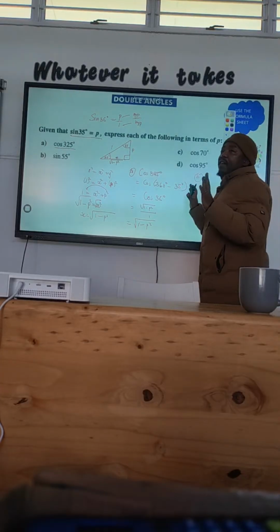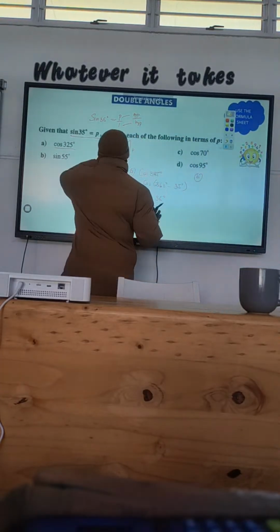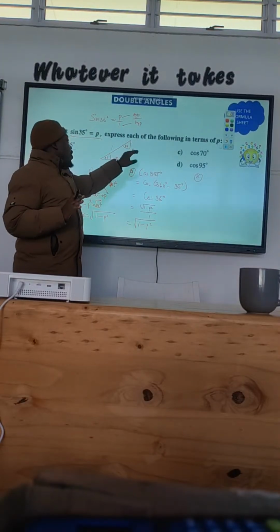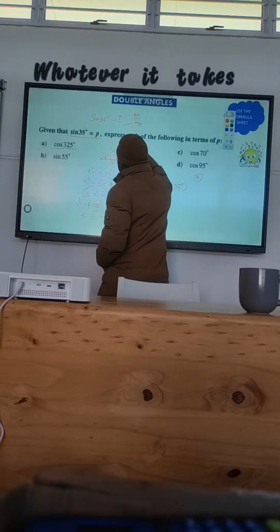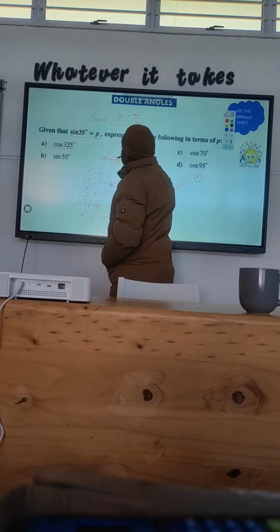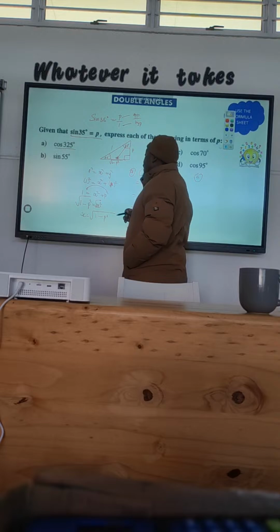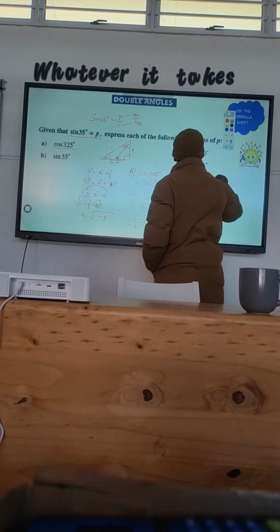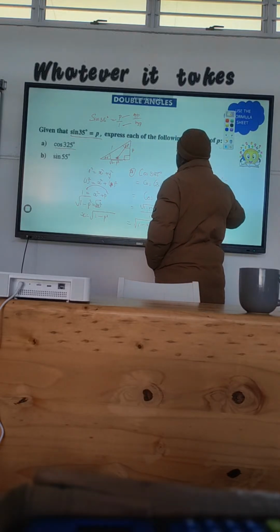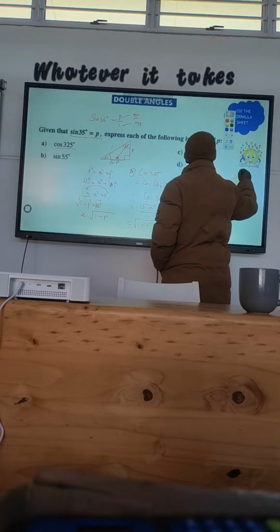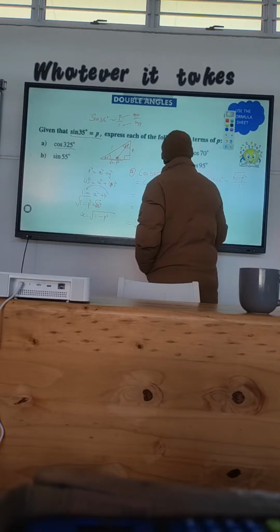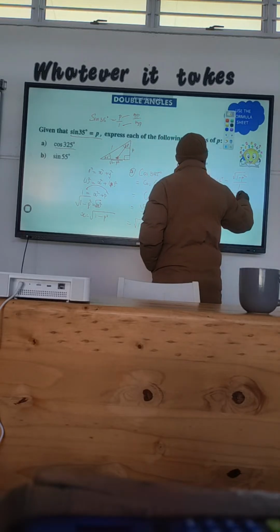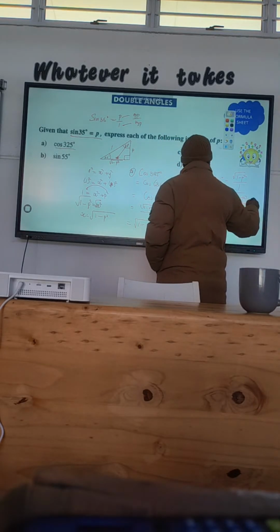The sine of 55 is very simple and straightforward because you have your triangle already there. You say, okay, I have 55 in my triangle. I'm looking for the side. So the sine of 55 will be the opposite over hypotenuse. So your sine of 55 will simply be the square root of 1 minus p squared over 1, which is the same as just the square root of 1 minus p squared.